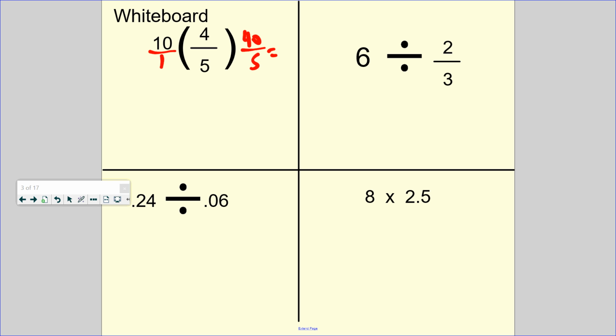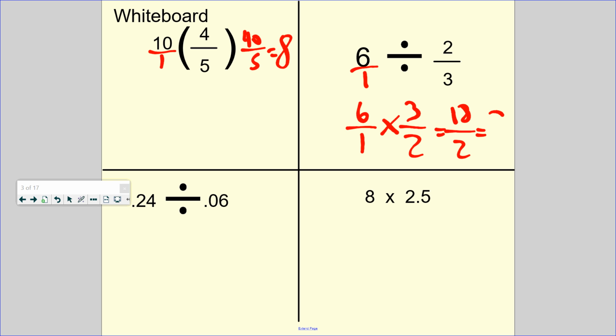So what whole number is this equal to? 8. How do you divide fractions? Do you remember? How do you write 6 in fraction form? 6 over 1. So you multiply by its reciprocal. What is the reciprocal of 2/3? 3/2. So it's 18 over 2, or 9.